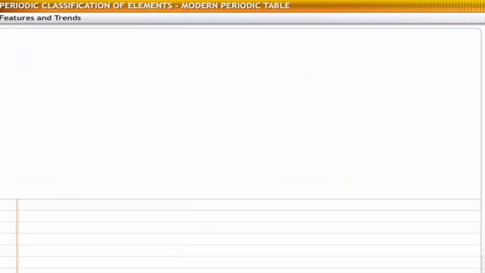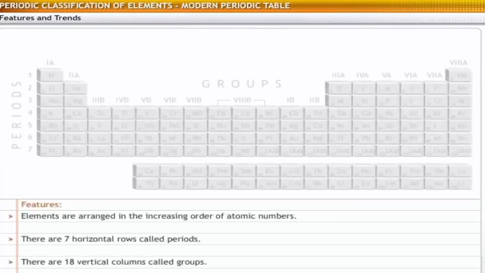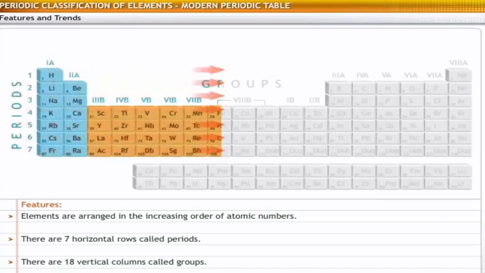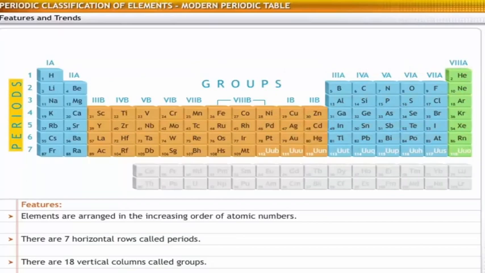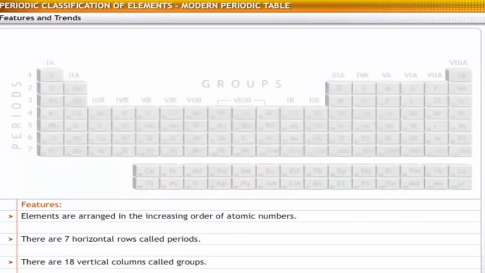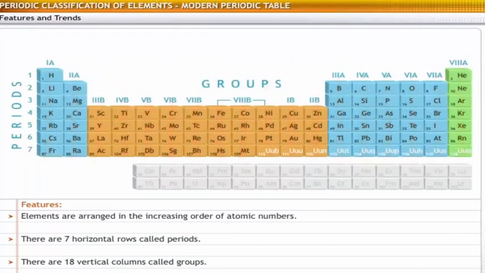Let's examine the features of the table. Elements are arranged in the increasing order of atomic numbers. Horizontal rows in the periodic table are called periods, and vertical columns in the table are called groups. Elements in the modern periodic table are arranged in 7 periods and 18 groups. You can locate an element in the periodic table by referring to the relevant period and group.